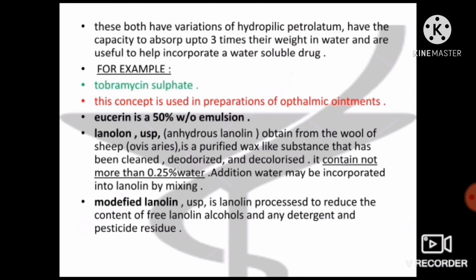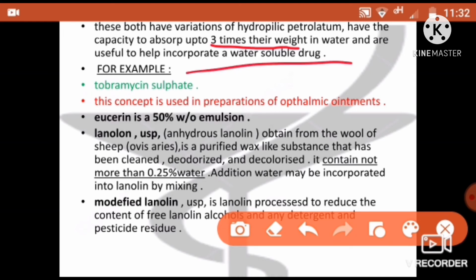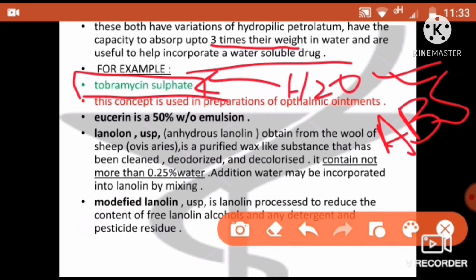So the most attractive feature is that they can incorporate water 3 times their weight and are useful to help incorporate a water soluble drug. So whenever we are going to deal with water soluble drugs, we must take which base? Absorption base. Okay, for example, tobramycin sulfate, you have to learn this. Tobramycin sulfate has the ability to incorporate water, twice or thrice its weight, and it's very useful to incorporate a water soluble drug, tobramycin sulfate.